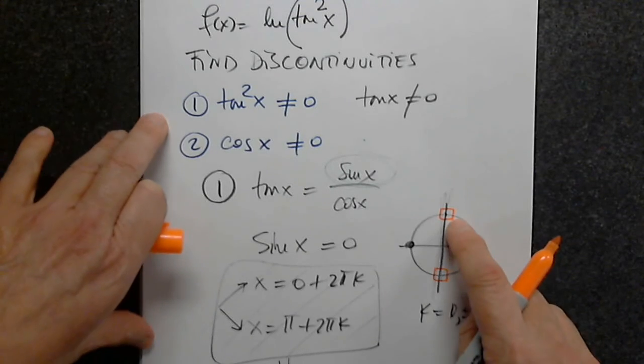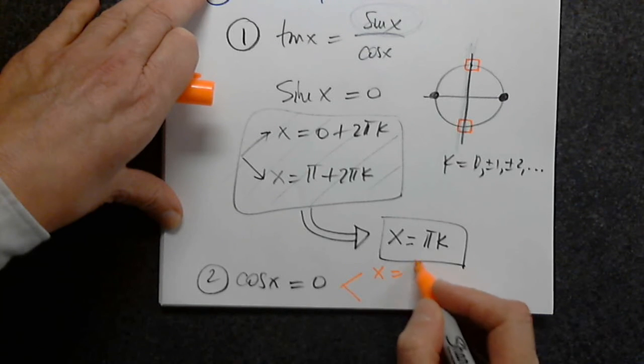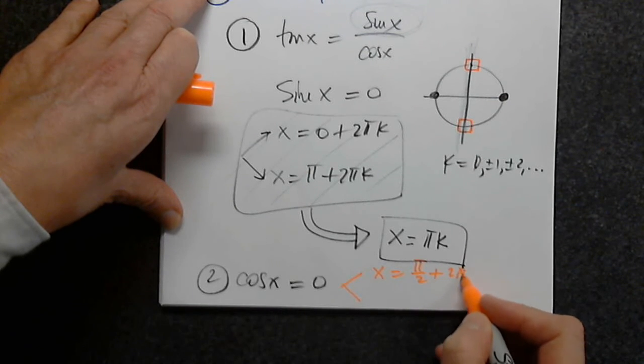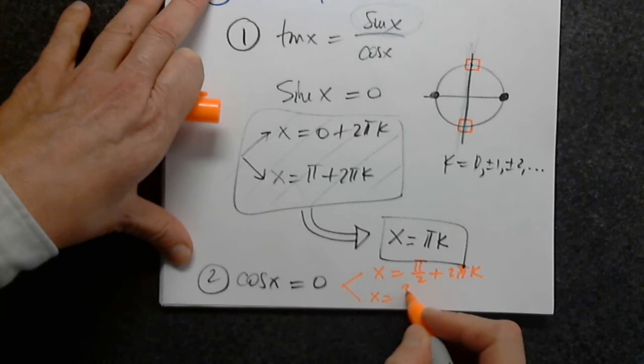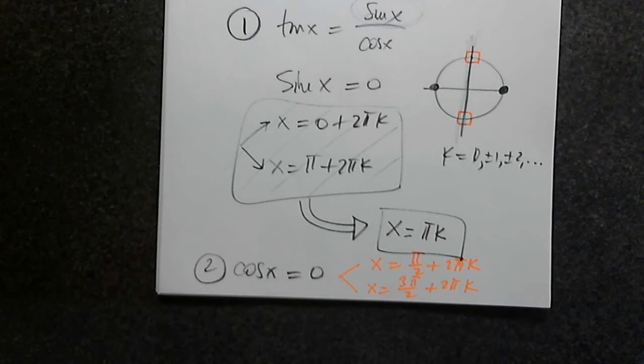That's where cosine is 0. So I will get x equals pi over 2 plus 2 pi k, and x equals 3 pi over 2 plus 2 pi k. Pi over 2 plus 2 pi k, and 3 pi over 2 plus 2 pi k.